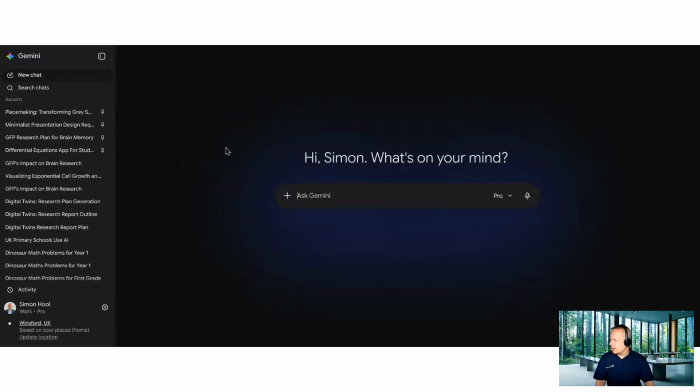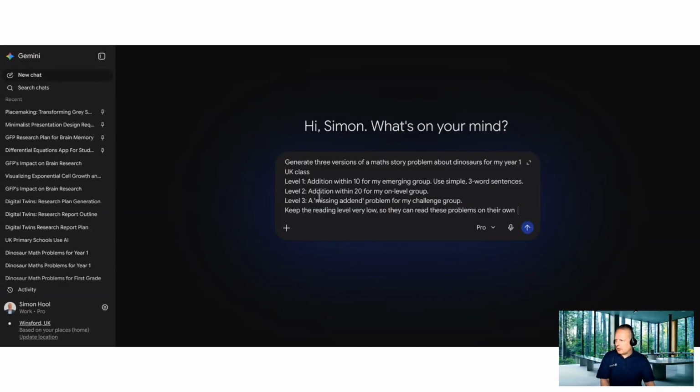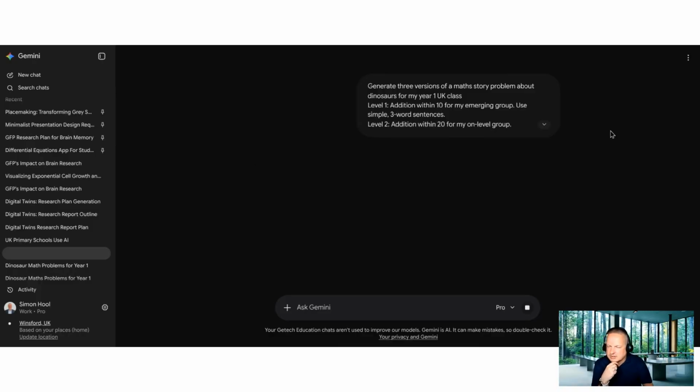So here we are in the Gemini app itself. I'm going to post in a prompt to generate three versions of a maths story problem about dinosaurs for my year one UK class. Level one, addition within 10, using simple three-word sentences. Level two is addition within 20. And then level three is a missing addend problem. And I've asked to keep the reading level low so that they can read their problems on their own. So we can ask Gemini to help us to come up with these learning materials at these different levels.